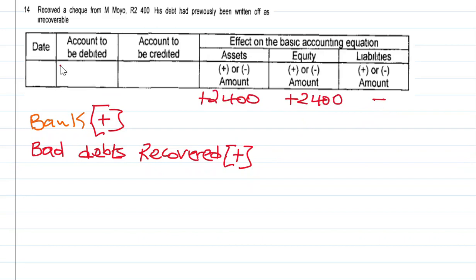Then here we're gonna have bank must be debited, then bad debts recovered, bad debts recovered. Okay, this is how it looks in your accounting equation table. But now we must also maybe do the account. Let's do the account. The account will look like this.